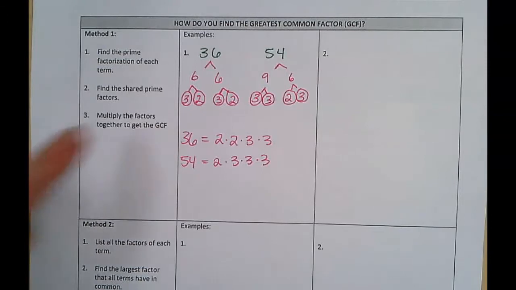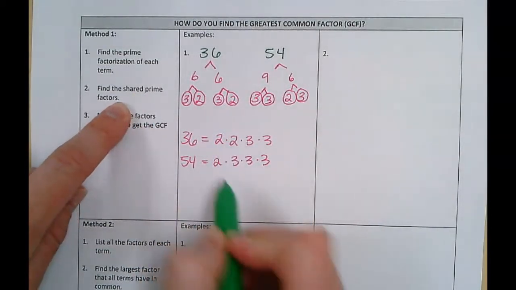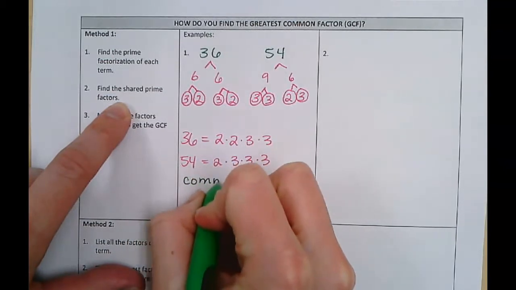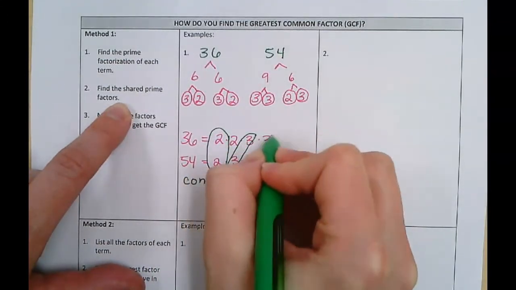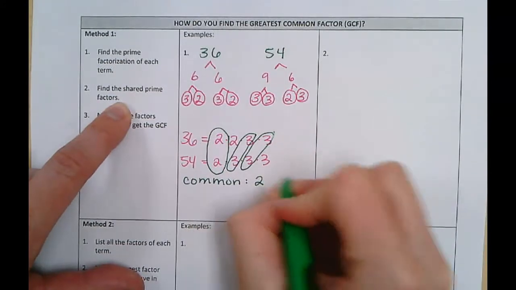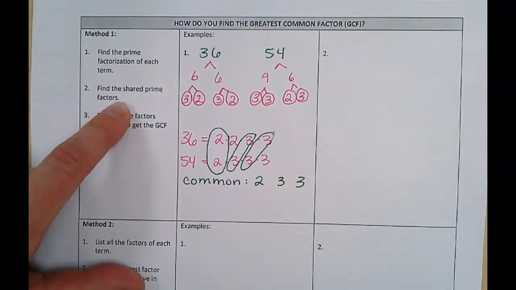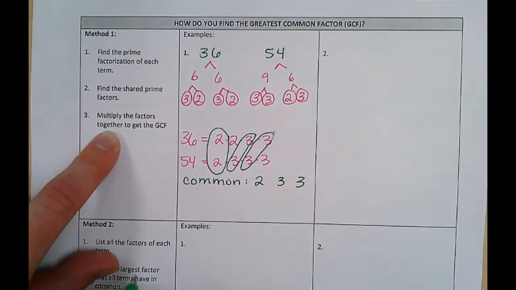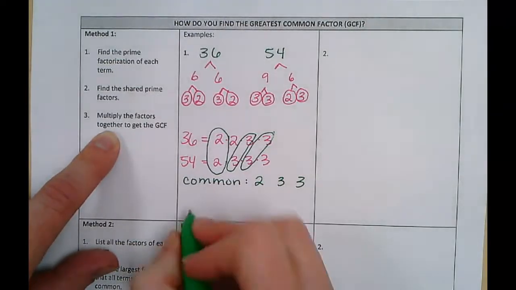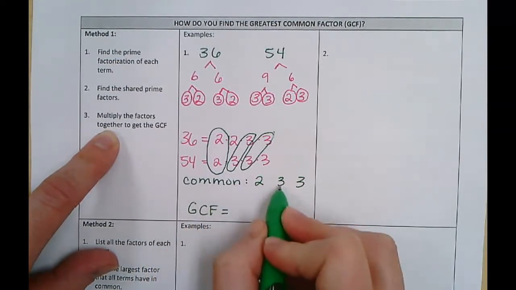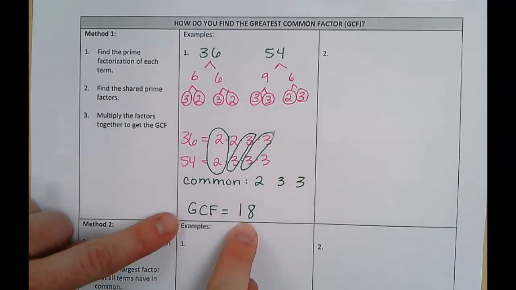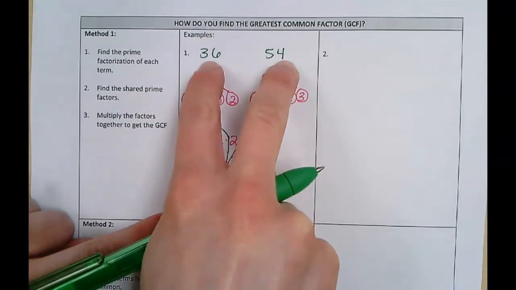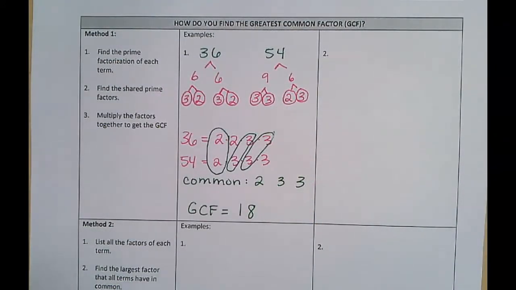The next thing we're going to do is find the shared prime factors between both of these numbers. So I'm going to find what's in common. I notice that they have a 2 in common, and they have 2 3s in common. So we have a 2 in common and 2 3s in common. Number 3 says multiply the factors together that were in common to get the GCF, or greatest common factor. So 2 times 3 times 3 gives me a total of 18, which means 18 is the largest number that can be factored out of both 36 and 54.